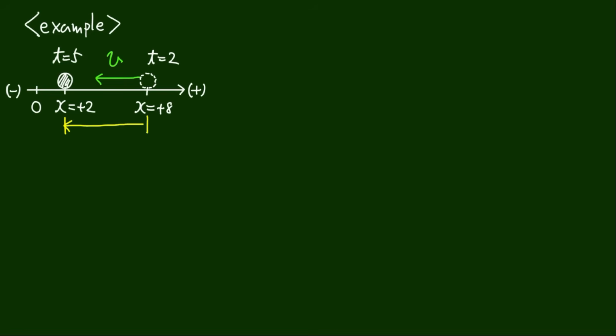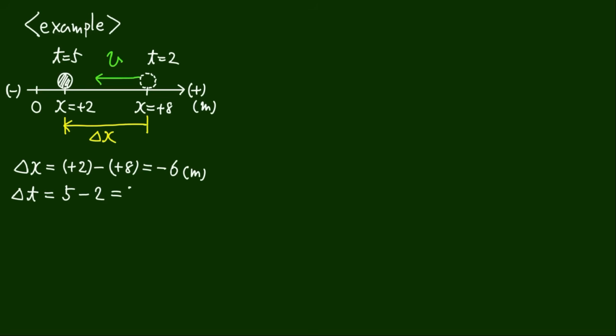Yes, let us consider the displacement and velocity in this case. First, regarding displacement, since it is moving to the left, we can predict that the displacement will be negative. Yes, let us calculate it. Displacement, delta x, is found by subtracting the initial coordinate from the final coordinate. Therefore, this becomes plus 2 minus plus 8, which equals minus 6. If the unit of the x-axis is meters, this would be 6 meters. Yes, 6 meters is the distance. And the minus sign indicates movement to the left. Is that clear? Please note that directional information is clearly included. And for the elapsed time, yes, it is 5 minus 2, so it becomes 3 seconds.